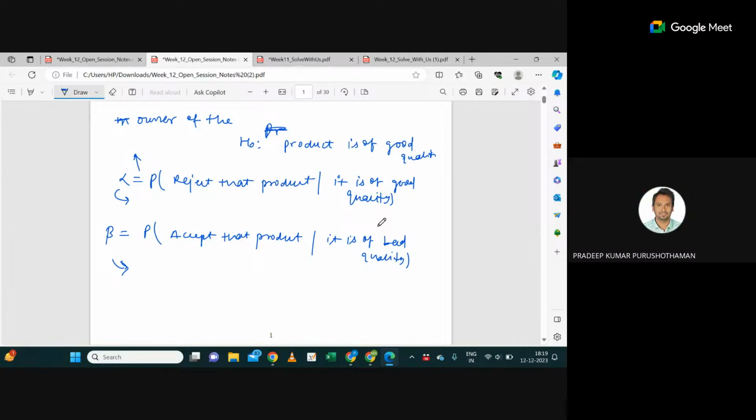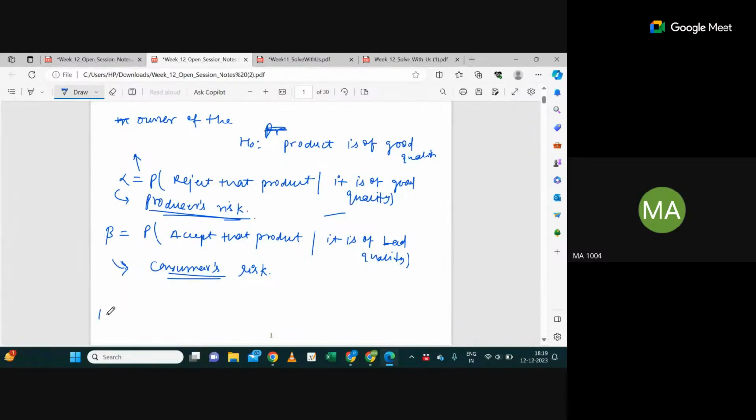The first one is the producer's risk, right? Correct. Even though the product was of good quality, we reject it. It's a producer's risk. And accepting a bad quality product is a consumer's risk. Don't worry about the terminology, this is not going to come in your exam, but it gives a brief idea of how we can relate to a real life scenario.